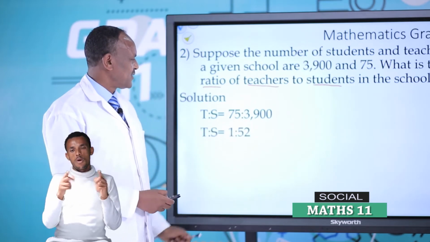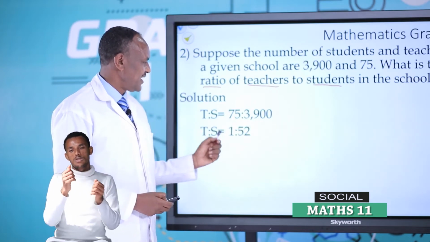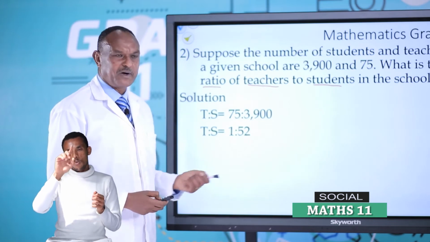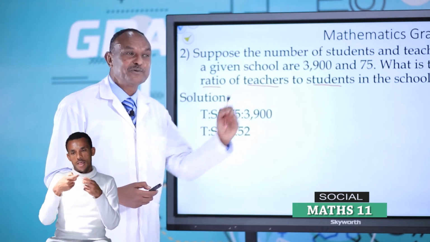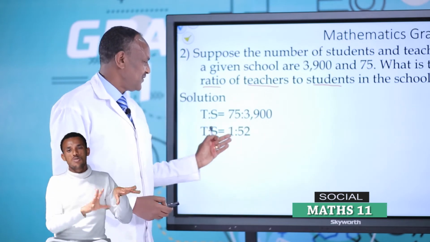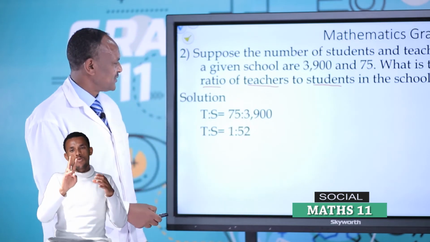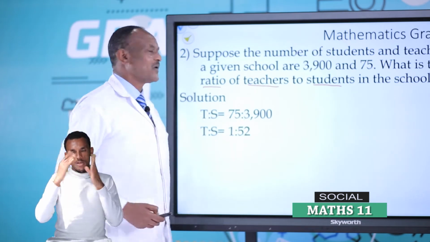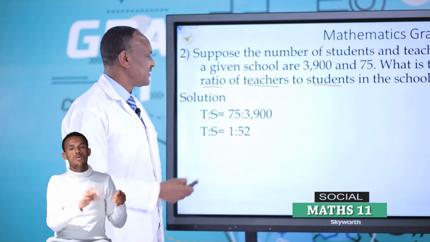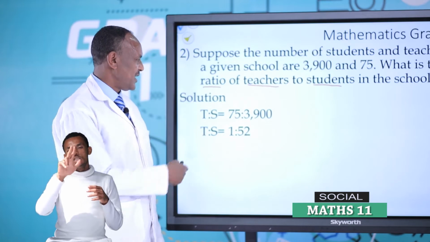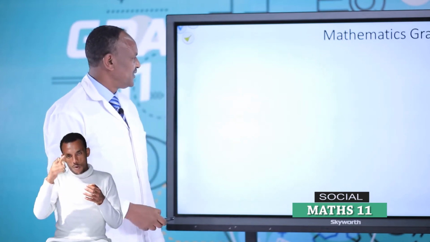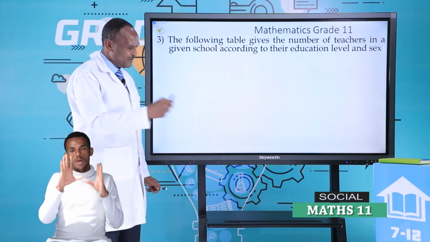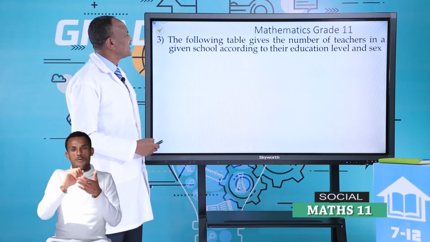When I simplify this one, divide both sides by 75, you will have 1 to 52. So what does it mean? A teacher is managing at least 52 students in the class, an average of 52 students. So number of teachers to number of students, you have 75 to 3,900. When this is simplified, you will get 1 to 52. So a teacher manages an average of 52 students.